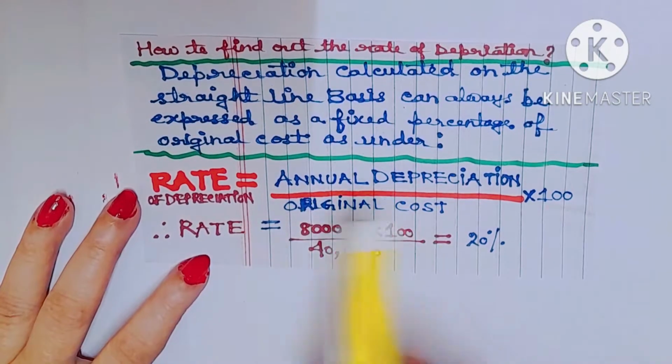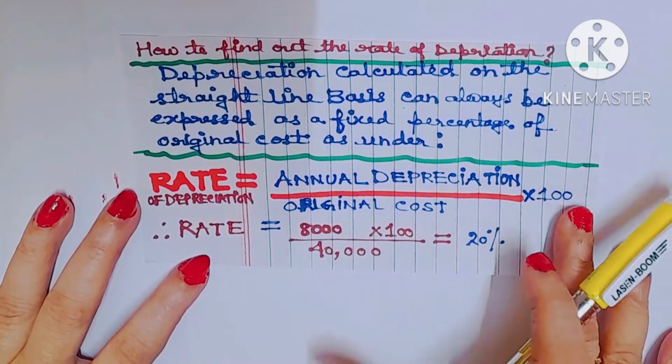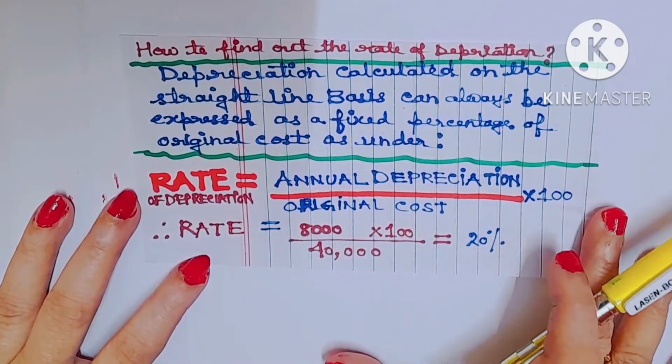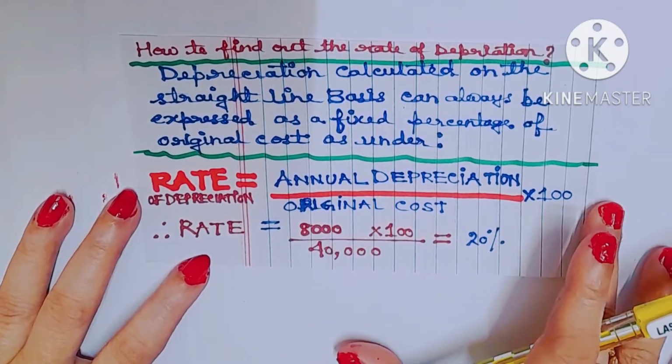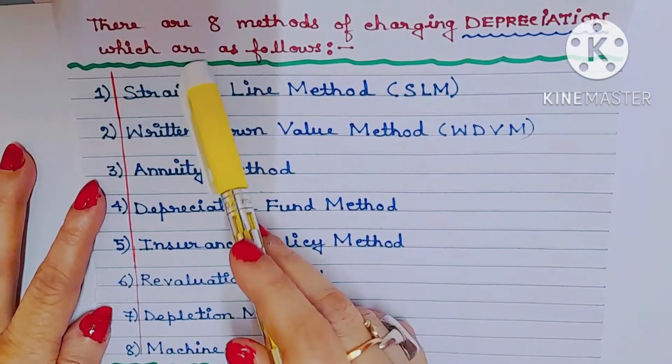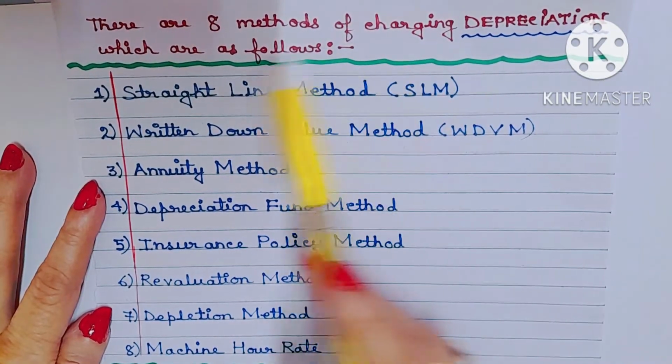This formula is applicable when the rate of depreciation is not given in the problem, in case of straight line method. Understood? Now, what are the methods of charging depreciation?